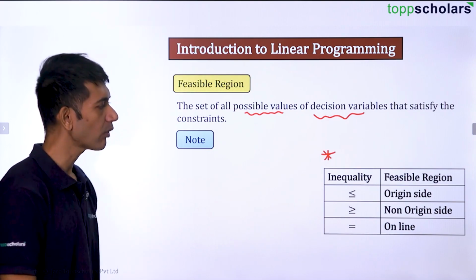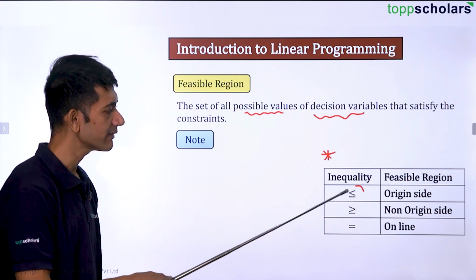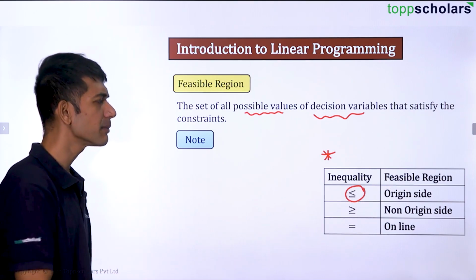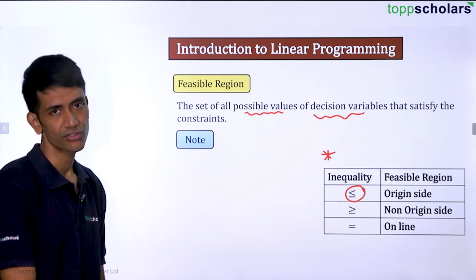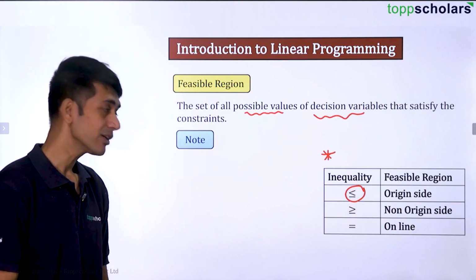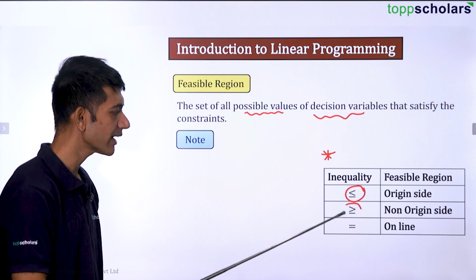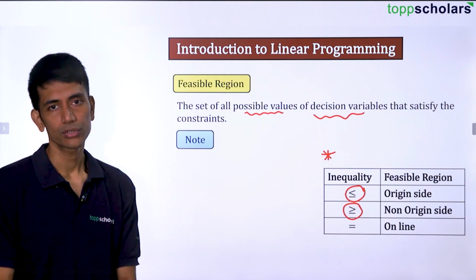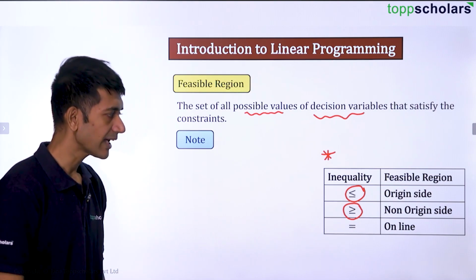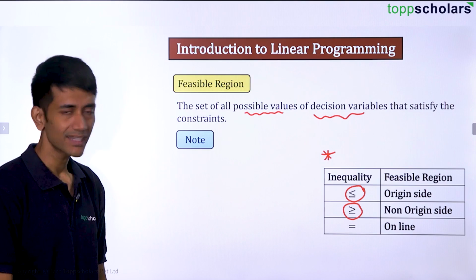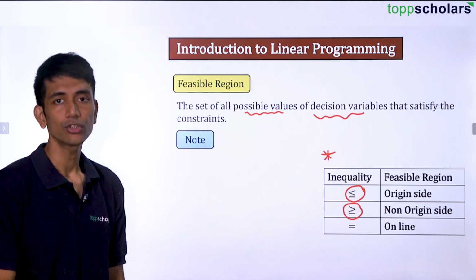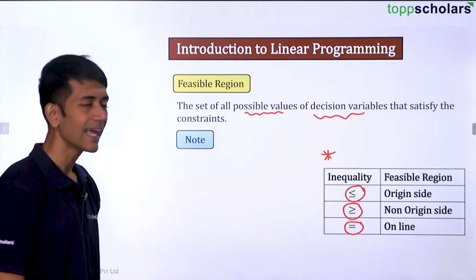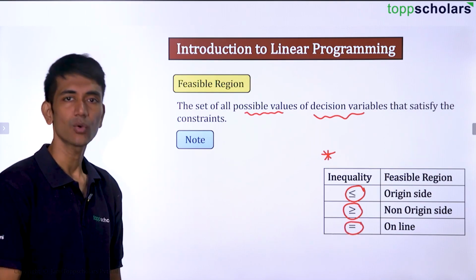Let's talk about inequality. Whenever you have less than or equal to, your feasible region lies on the origin side. Whenever you have greater than or equal to, the feasible region lies on the non-origin side. So the feasible region lies on the origin side when you have less than or equal to, on the non-origin side when you have greater than or equal to, and on the line when you have equal to.